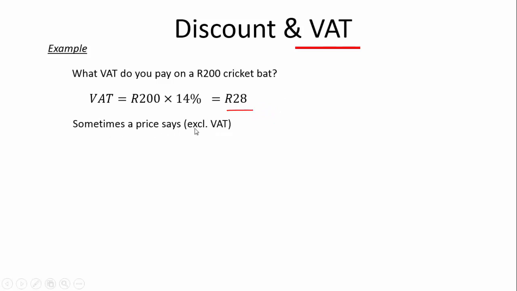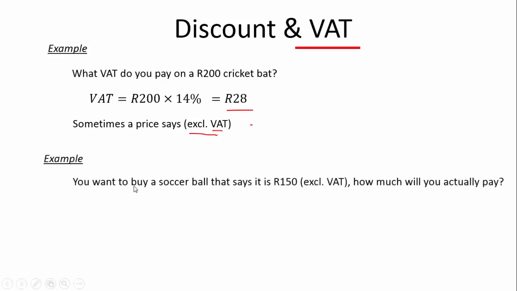So sometimes the price will say excluding VAT. It's very rare to see that in this country, but sometimes you might see it. So what if there was a soccer ball that was selling for 150 Rand excluding VAT? So you would go and want to buy the soccer ball. You would actually be paying the shop owner more than 150 Rand because they will still add VAT onto this price. So how much will you pay? What's 150 Rand plus 14%?